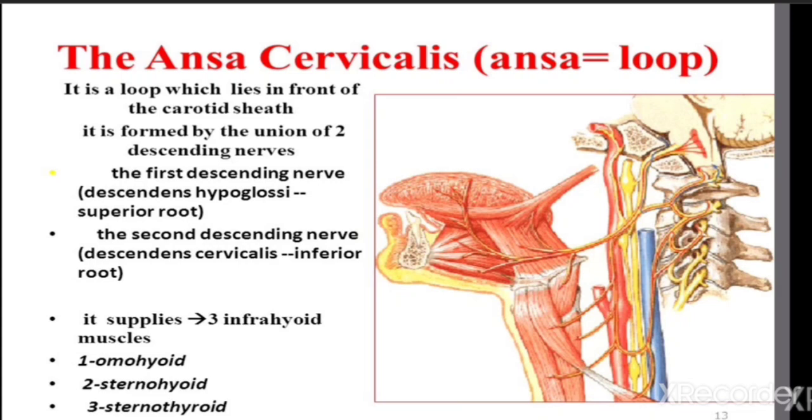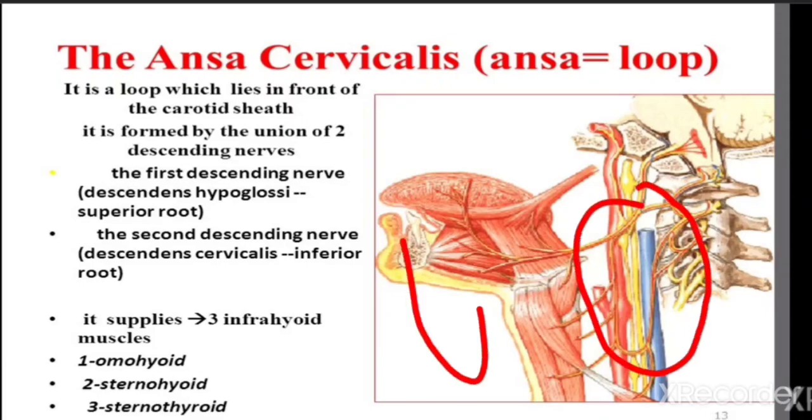Here in the diagram we can see the ansa cervicalis. This is the ansa cervicalis, this loop like this, and it supplies the three infrahyoid muscles like omohyoid, sternothyroid, sternohyoid. Infra means below, and hyoid means the hyoid bone, so these are the muscles below the hyoid bone. Those muscles are supplied by the ansa cervicalis. So this is omohyoid, sternothyroid, sternohyoid.